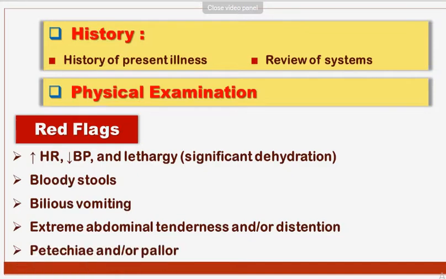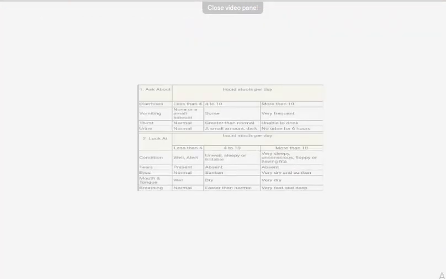And finally, if there is petechiae and or pallor, because the presence of these may indicate the development of a complication, like what's called the hemolytic uremic syndrome, when there is thrombocytopenia and there is affection of the renal function, and acute kidney disease may develop. So all these are red flag signs.